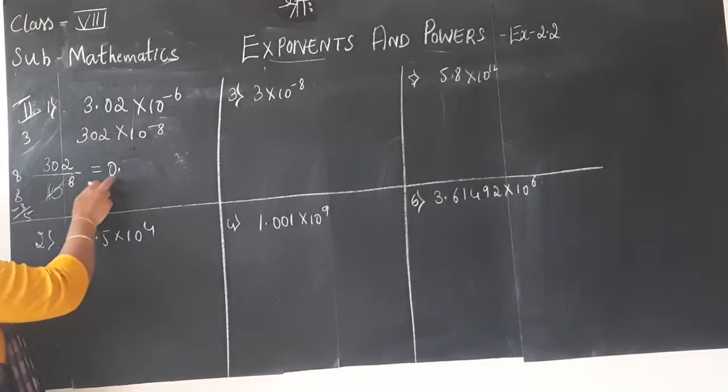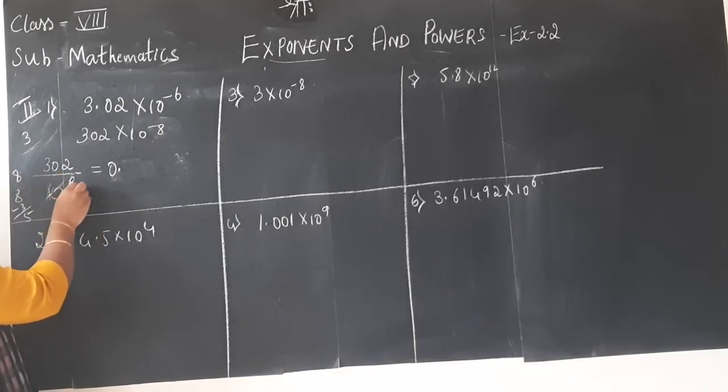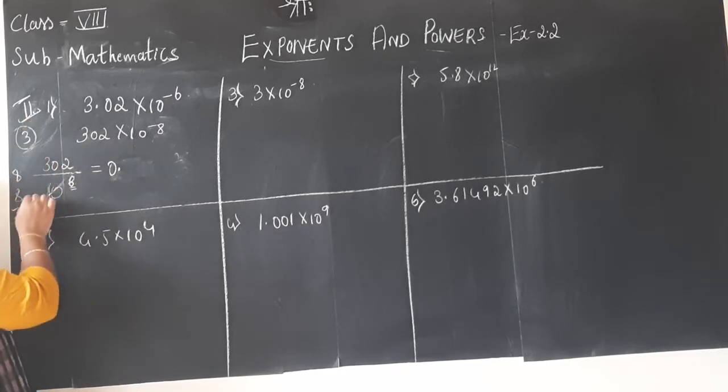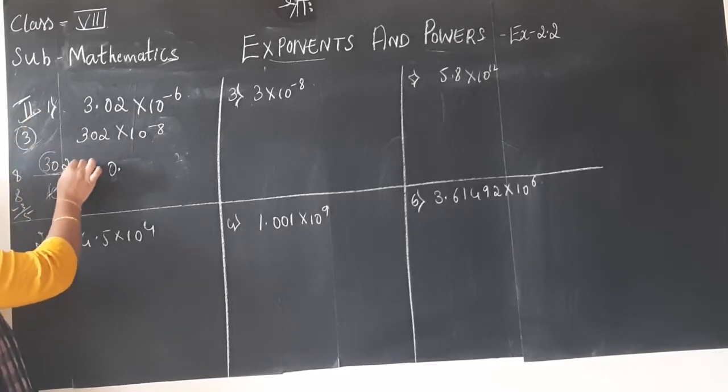After that, among this power 8, when you subtract 3, you get 5. What are the 3 decimal points?